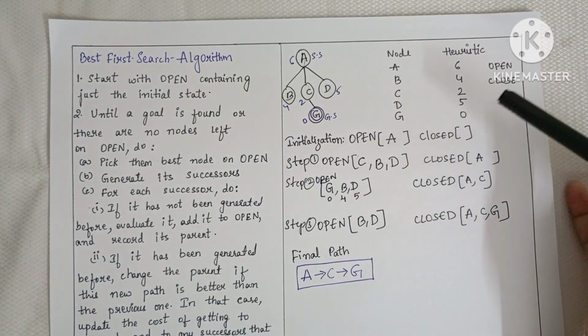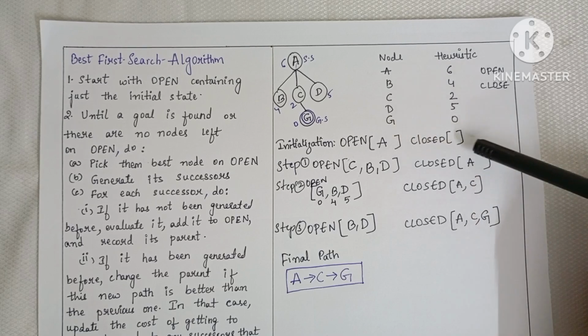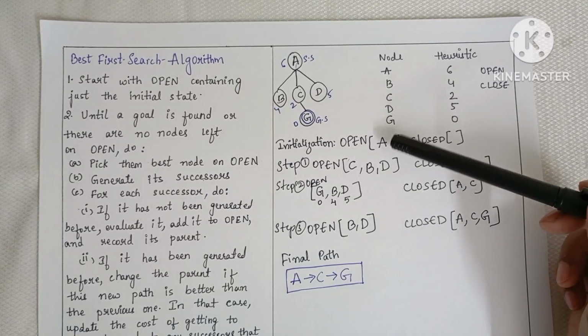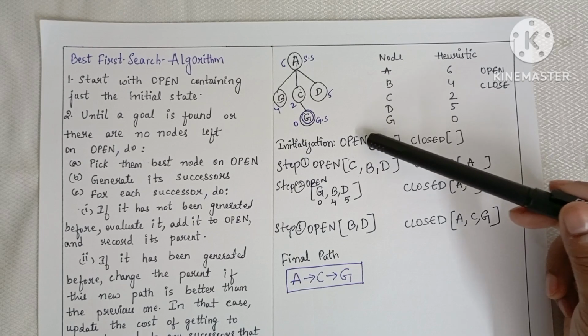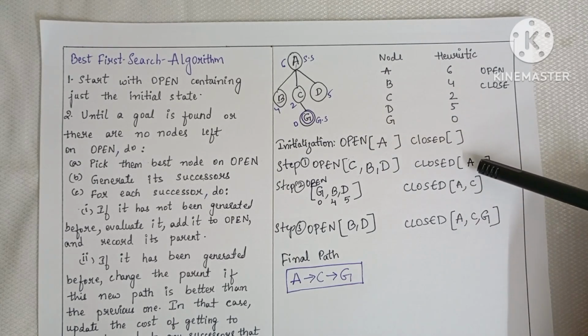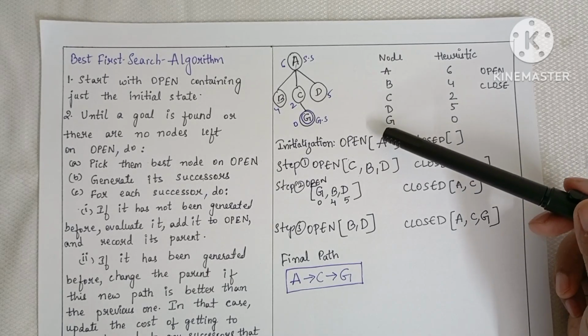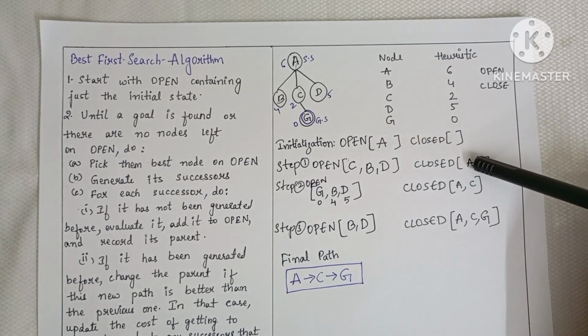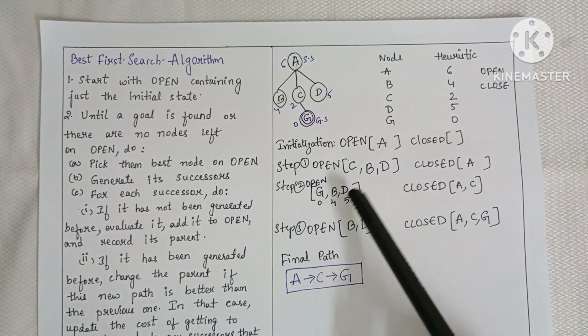So it means that in this step we have to bring the node A to the closed list, because we are sure to keep A in the closed list in the final path. Next, step 2 is in the open list.